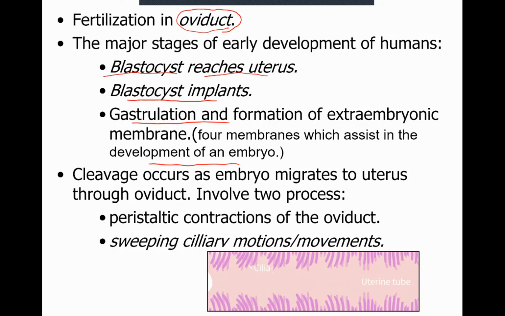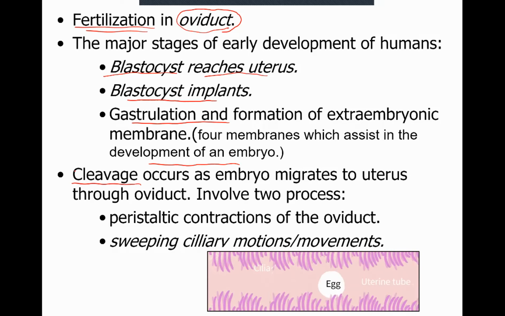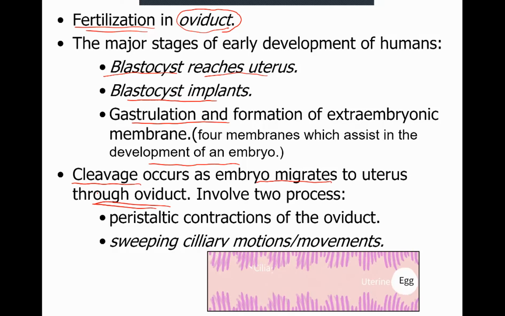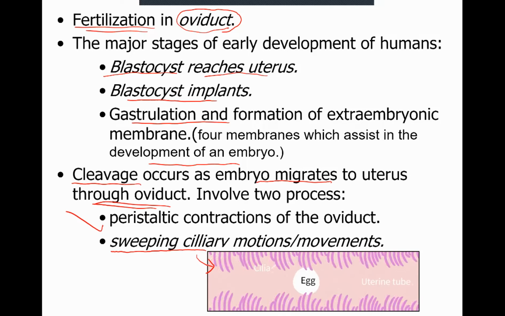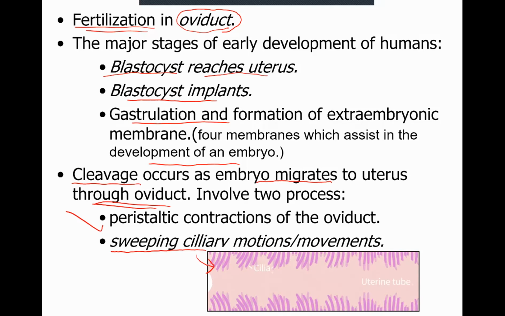Okay, so next, after the fertilization in the oviduct, we know that the embryo will implant in the uterus, okay? But before that, cleavage occurs throughout the movement of the embryo within the fallopian tube into the uterus. So cleavage occurs as the embryo migrates to the uterus through the oviduct. So how can the embryo migrate within the oviduct or fallopian tube? That is assisted by the peristaltic contraction of the oviduct, right? It is smooth muscle, right? And then the sweeping ciliary motion, as we can see, the lining of the fallopian tube is lined with cilia, ciliated epithelium. So the ciliary movement of the cilia helps in the movement of the egg or the embryo. Okay. Right.